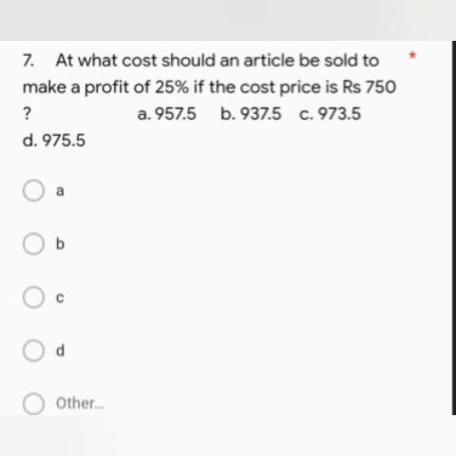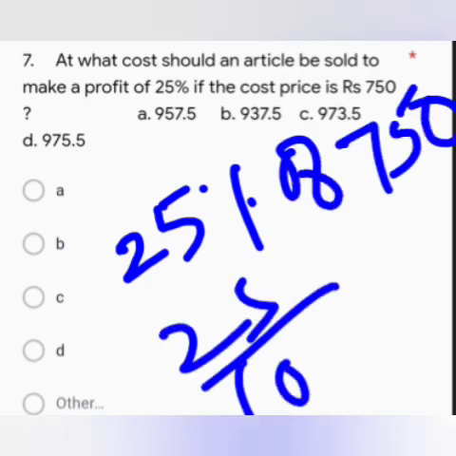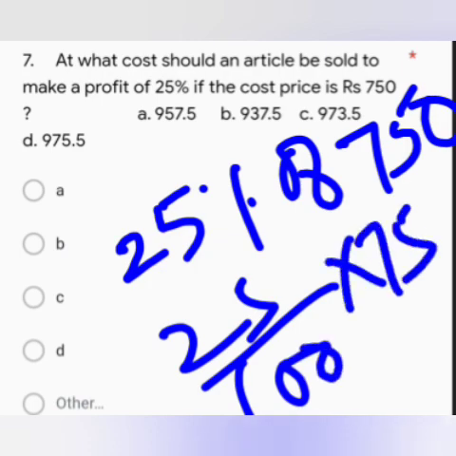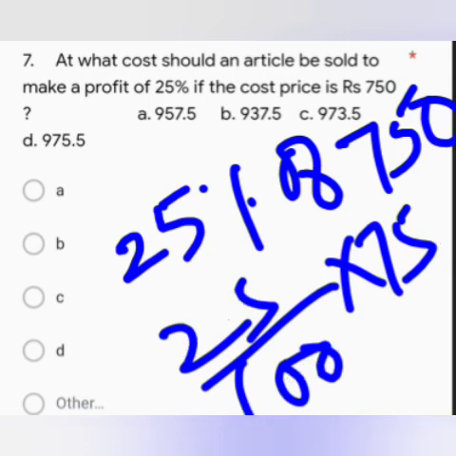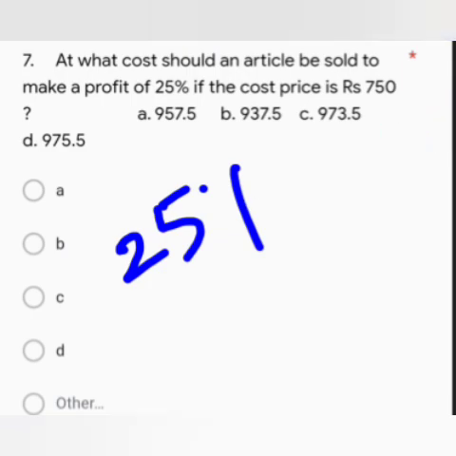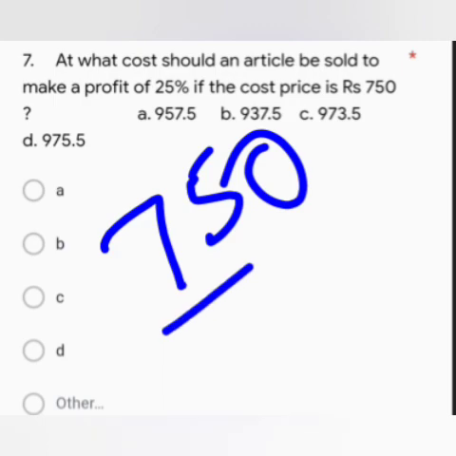Now see, gain will be equal to 25% of 750. That means 25 by 100 into 750. Okay, 25 by 100 into 750 means see, 25 ones are 25, 25 fours are 100. Now 750 by 4. Let us see how much is 750 by 4.